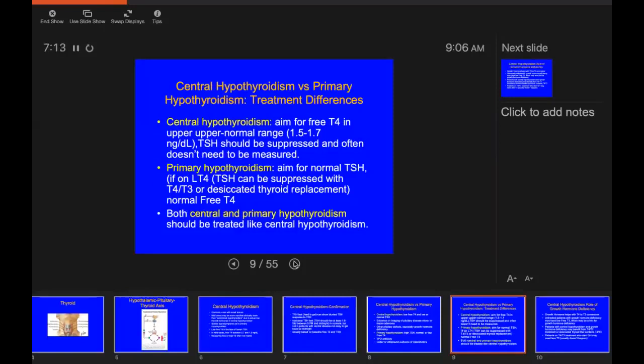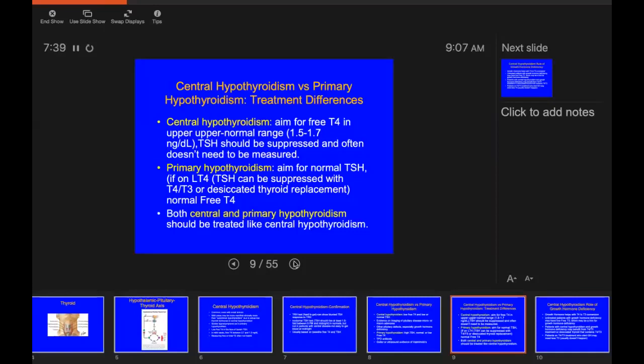In contrast, in primary hypothyroidism, you aim for a normal TSH. If the patient's on T4, the TSH is usually normal. If they're on desiccated thyroid and T4, T3 combinations, sometimes it's lower. But you usually have somewhat a normal TSH in that. And you aim for a normal free T3. It doesn't have to be in the top half of the range if you have primary.